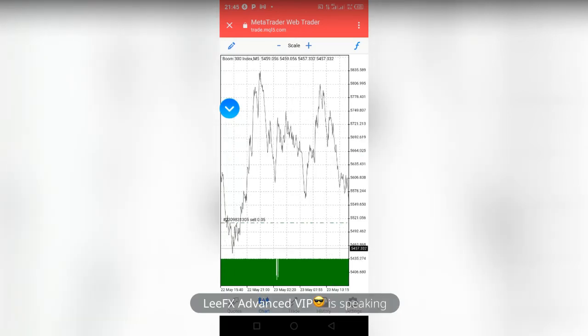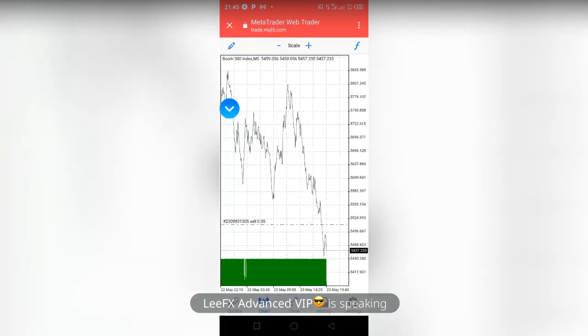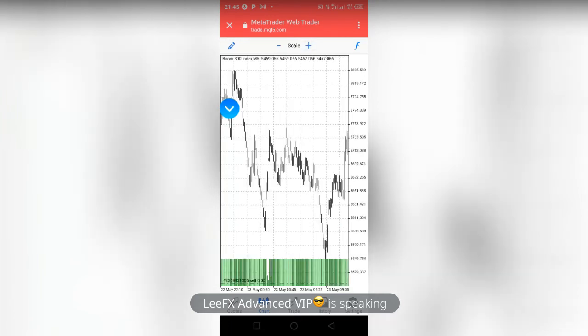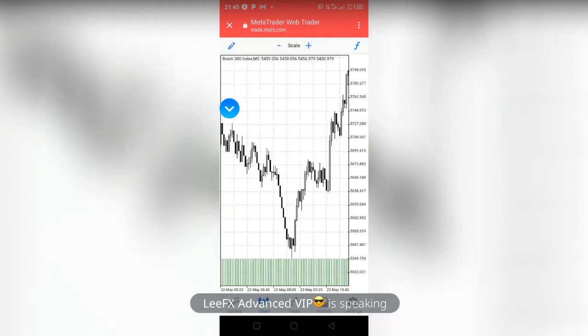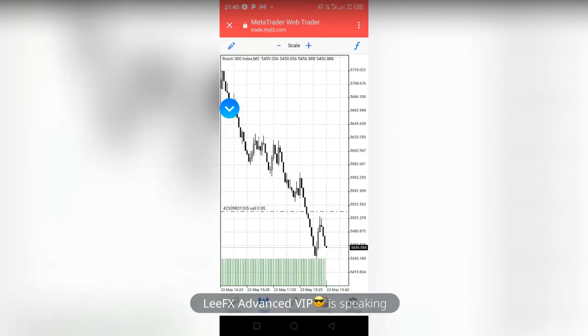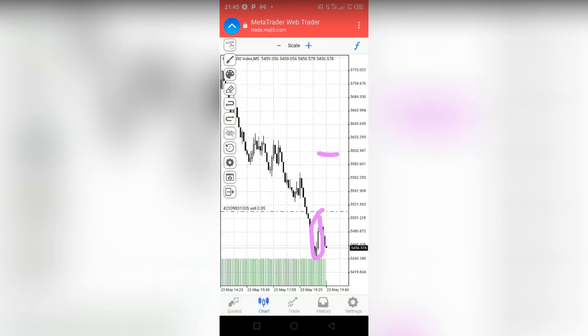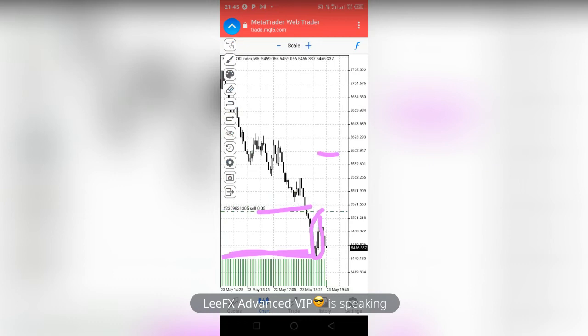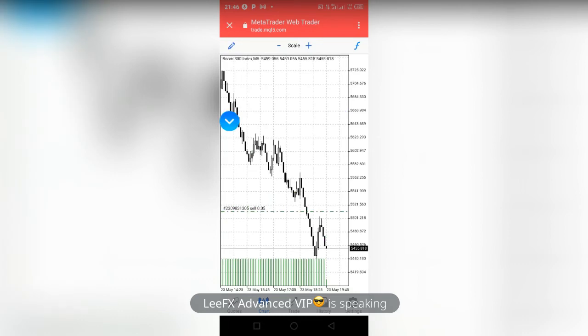So the moment it reached here, no wonder you can see that buy, because it was on the support level. Why? Because it was on that support level, the same one which we are waiting to break. So the moment it breaks this, it will confirm that the trend will continue. Okay.